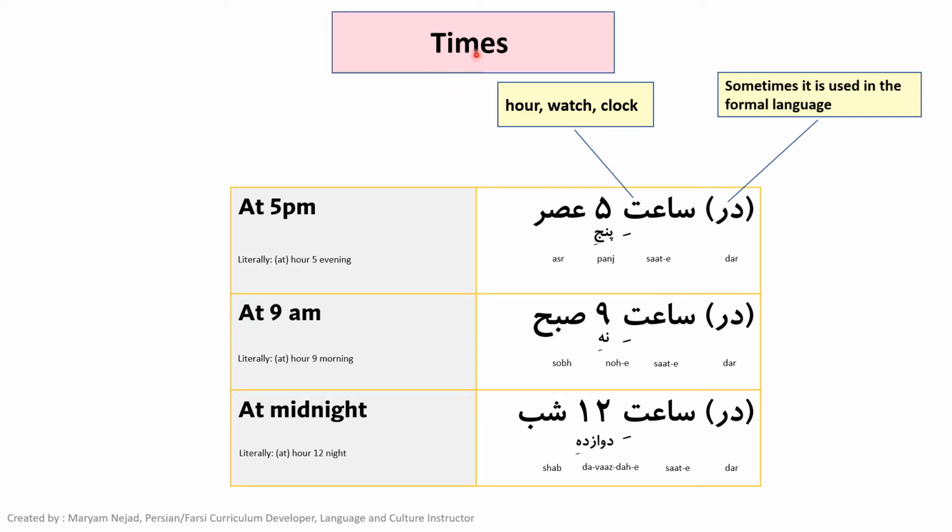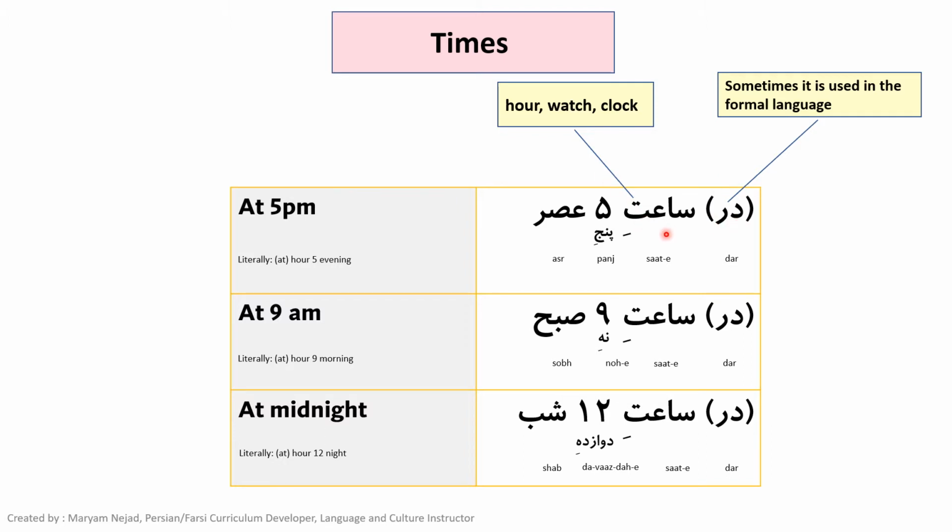Let's start with time. In English, the preposition "at" is used for time. For example, at 5 p.m., at 9 a.m. In Farsi, the preposition dar could be used. It's optional. We don't have to use a preposition, but sometimes in the formal language, you might see the preposition dar. Sometimes they use it, sometimes they don't. But if it's used, it would only be in the formal language. In the spoken language, we don't use it.